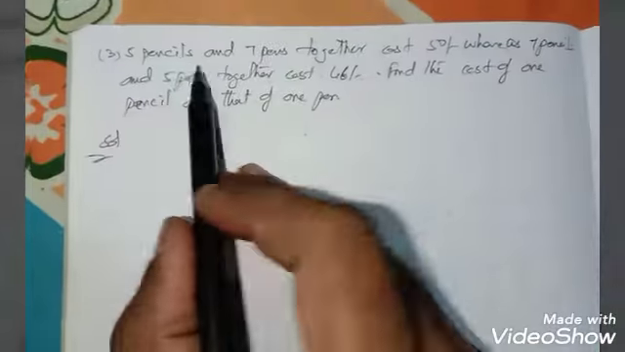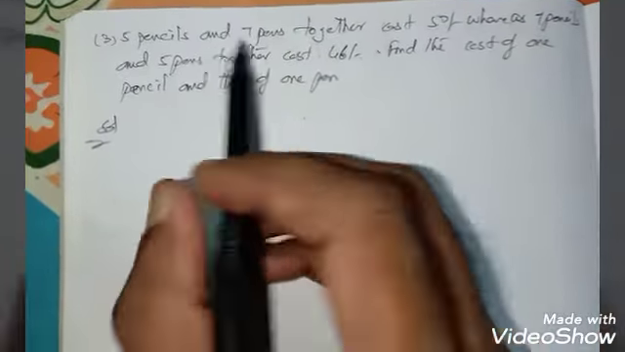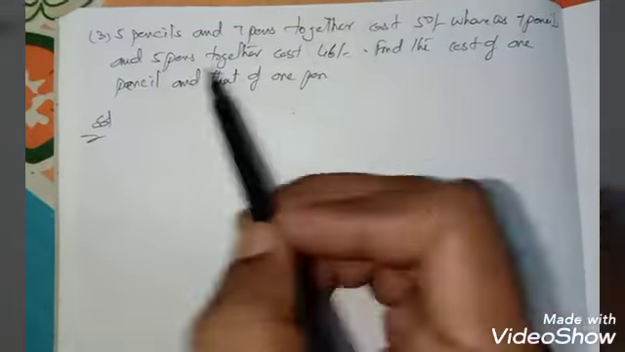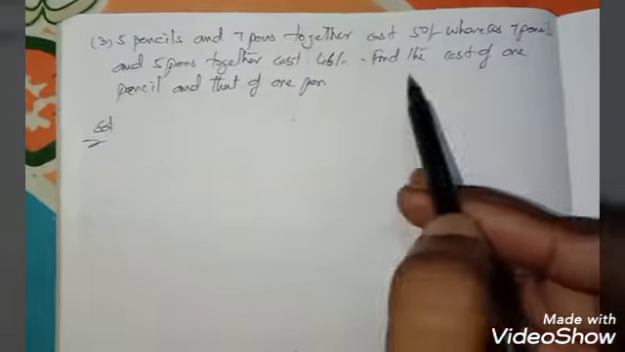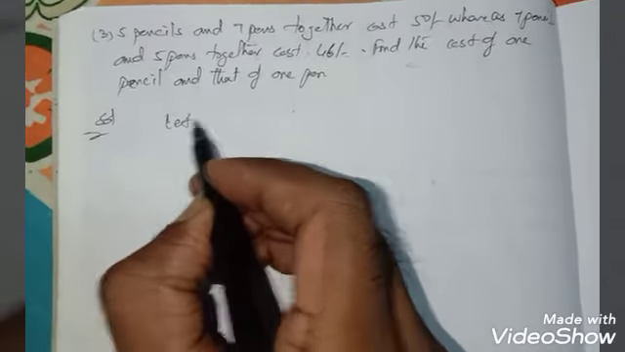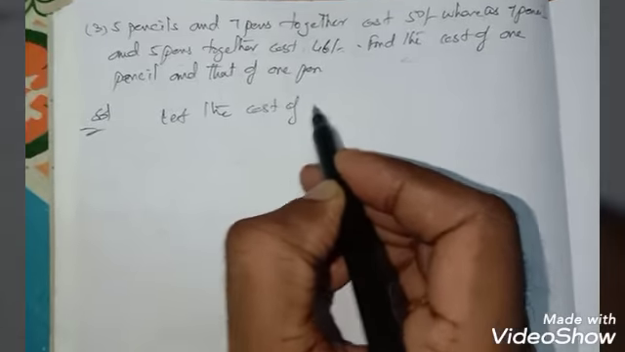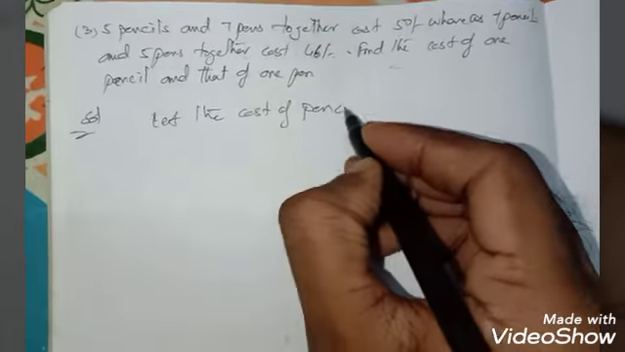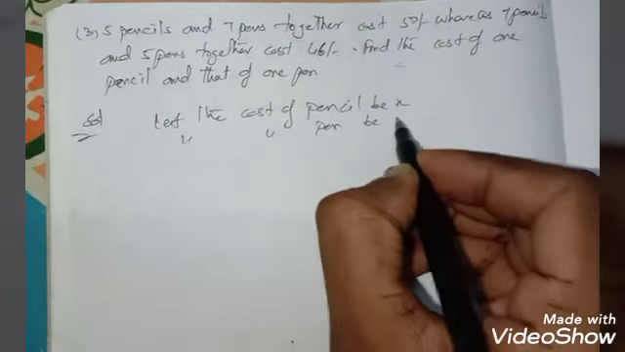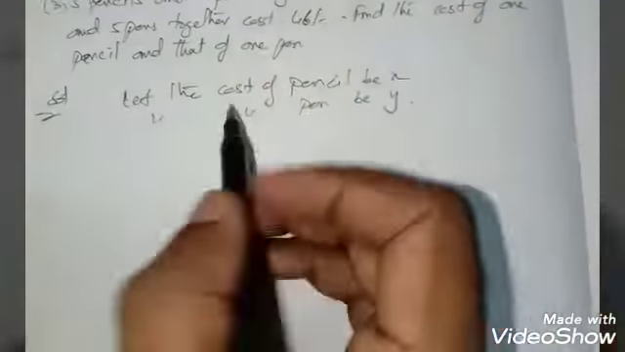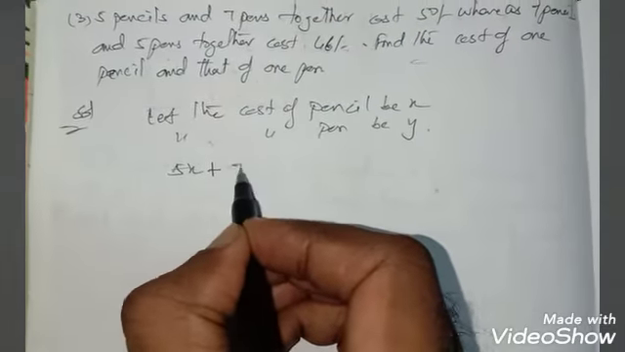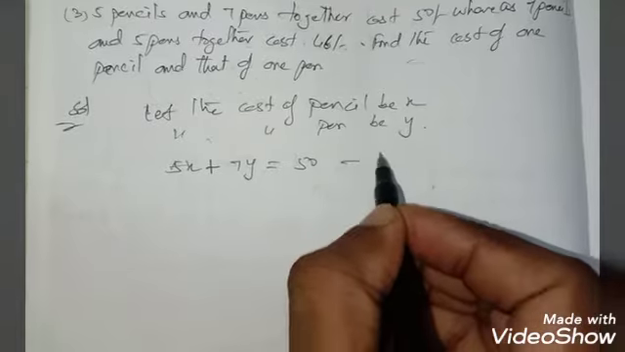Okay, coming to the third question. The third question is very easy to convert into an equation. They have given that 5 pencils and 7 pens together cost 50 rupees, whereas 7 pencils and 5 pens together cost 46. Find the cost of 1 pencil and 1 pen. So let the cost of a pencil be x and the cost of a pen be y. After representing the cost of pencil and pen, 5 pencils plus 7 pens together cost 50 rupees. This is my first equation.